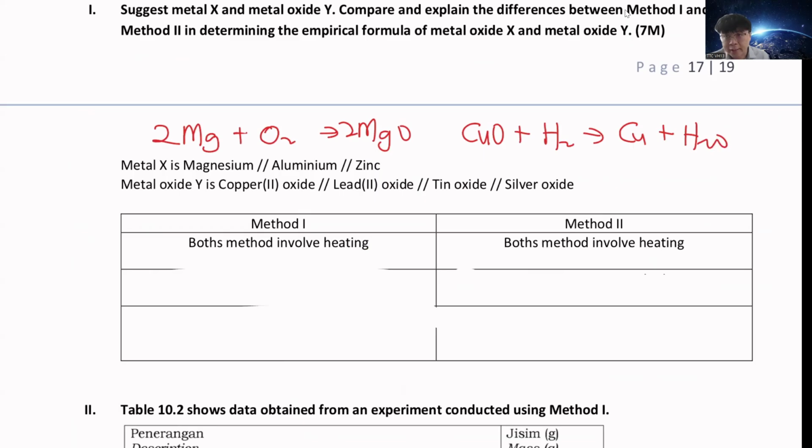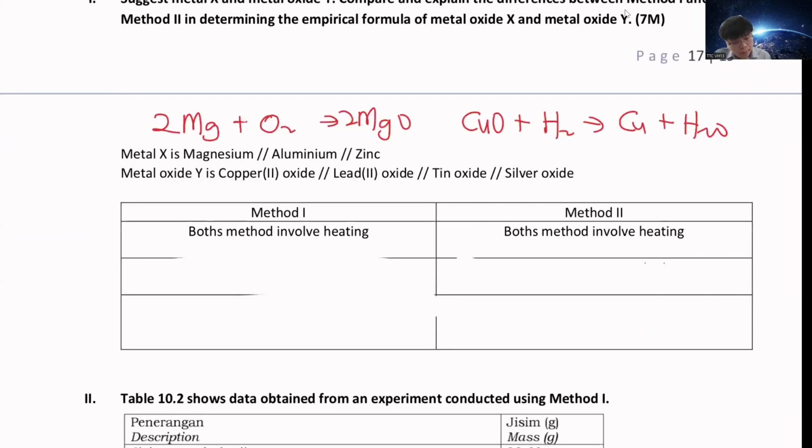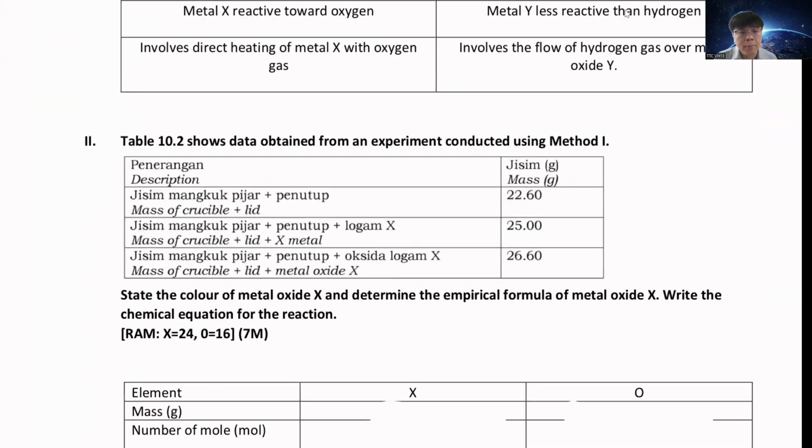So both involve heating. You can see from the diagram, both have heating. Second, one is more reactive than oxygen, one is less reactive than hydrogen, the differences. So one involves heating X with oxygen gas, one involves heating hydrogen with the metal oxide X. You can just give any differences also.